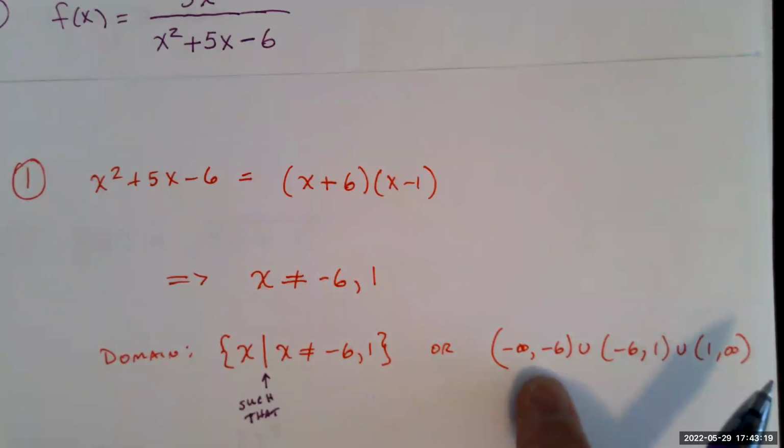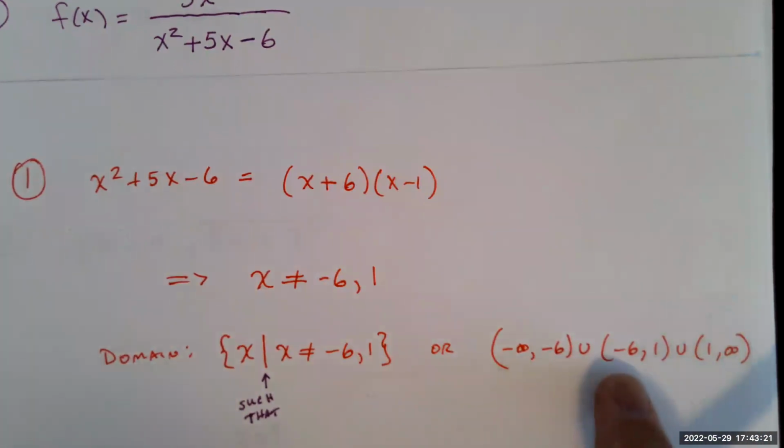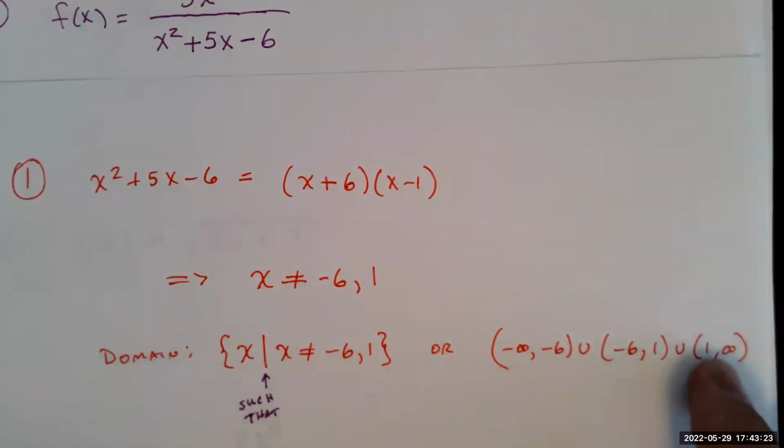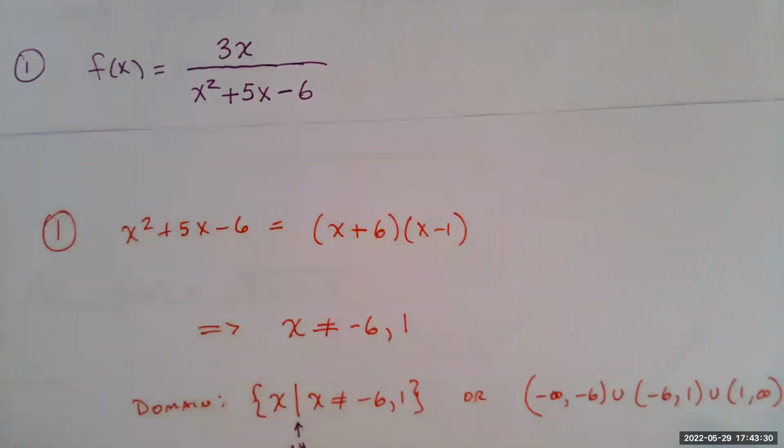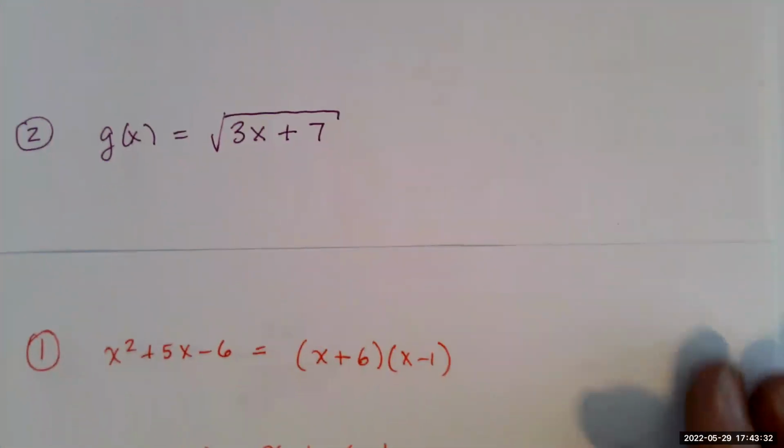If you use interval notation, you just do everything less than -6, everything between -6 and 1, everything greater than 1. You can write it that way as well. Okay, so there's the domain for that function. What's the domain for this function?